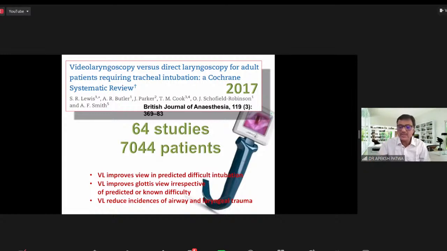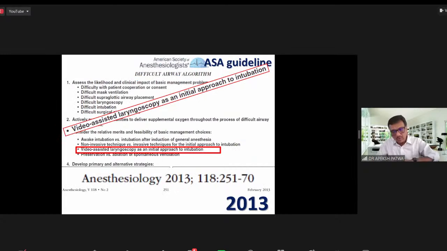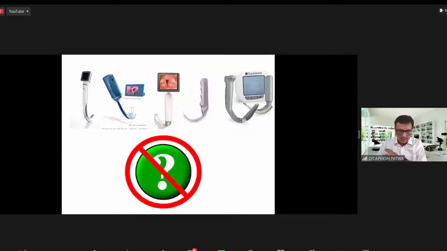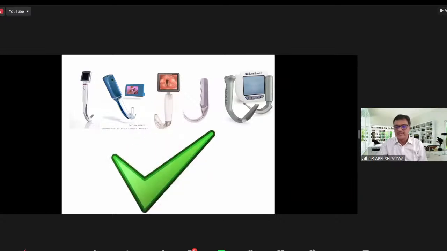It reduces the incidence of airway and laryngeal trauma. And most of all, the guidelines have suggested the use of video laryngoscopy as an initial approach. So video laryngoscopy has proved its ability.